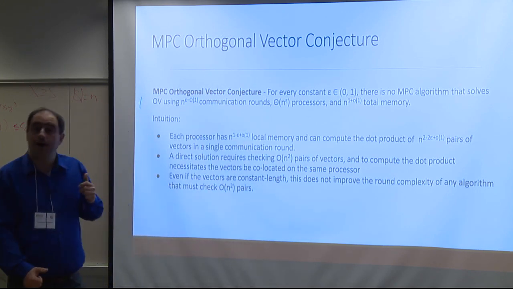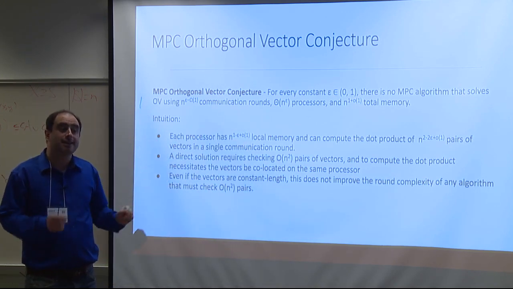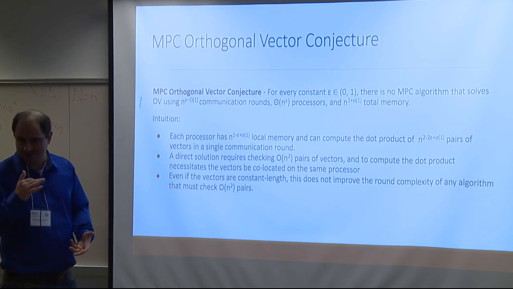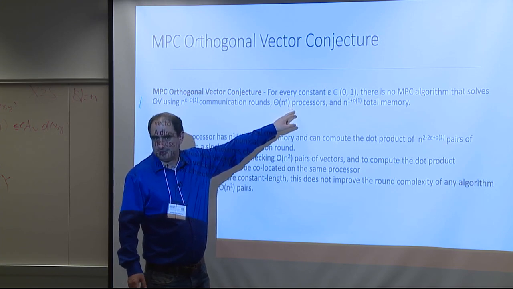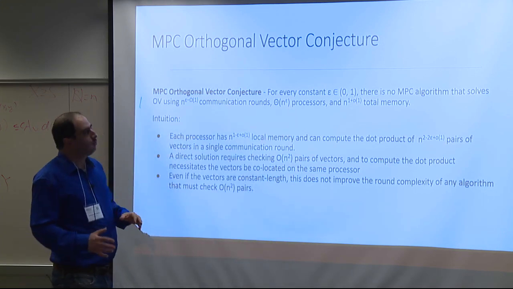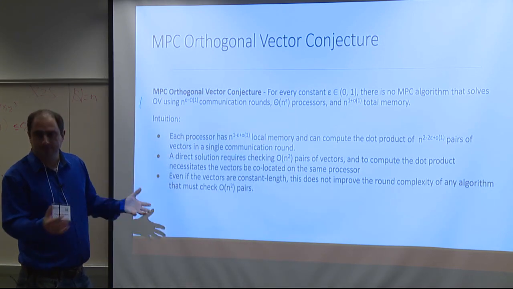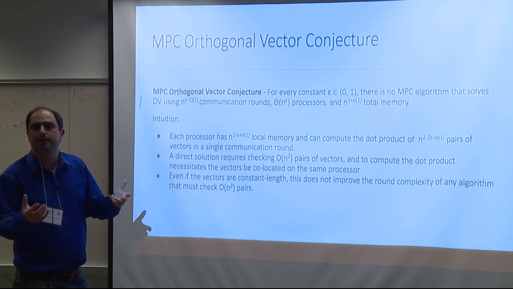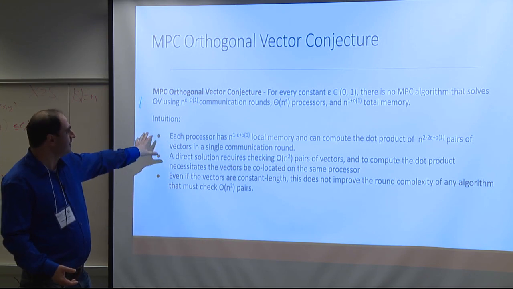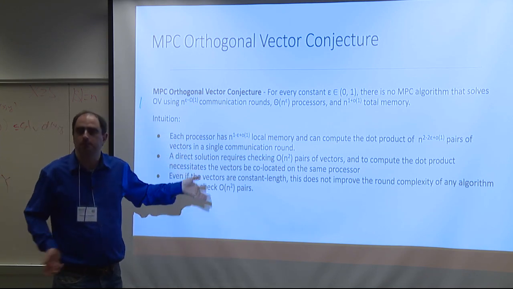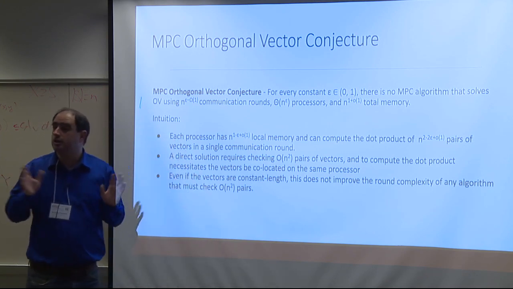Note that the previous result says that you cannot do better than log n rounds. Here I'm saying something much stronger, I'm saying n to the epsilon rounds. So if you want to solve this problem efficiently, you cannot get anything better than n to the epsilon rounds. And what is the idea? Why do we think that this might be true? This is just a conjecture.